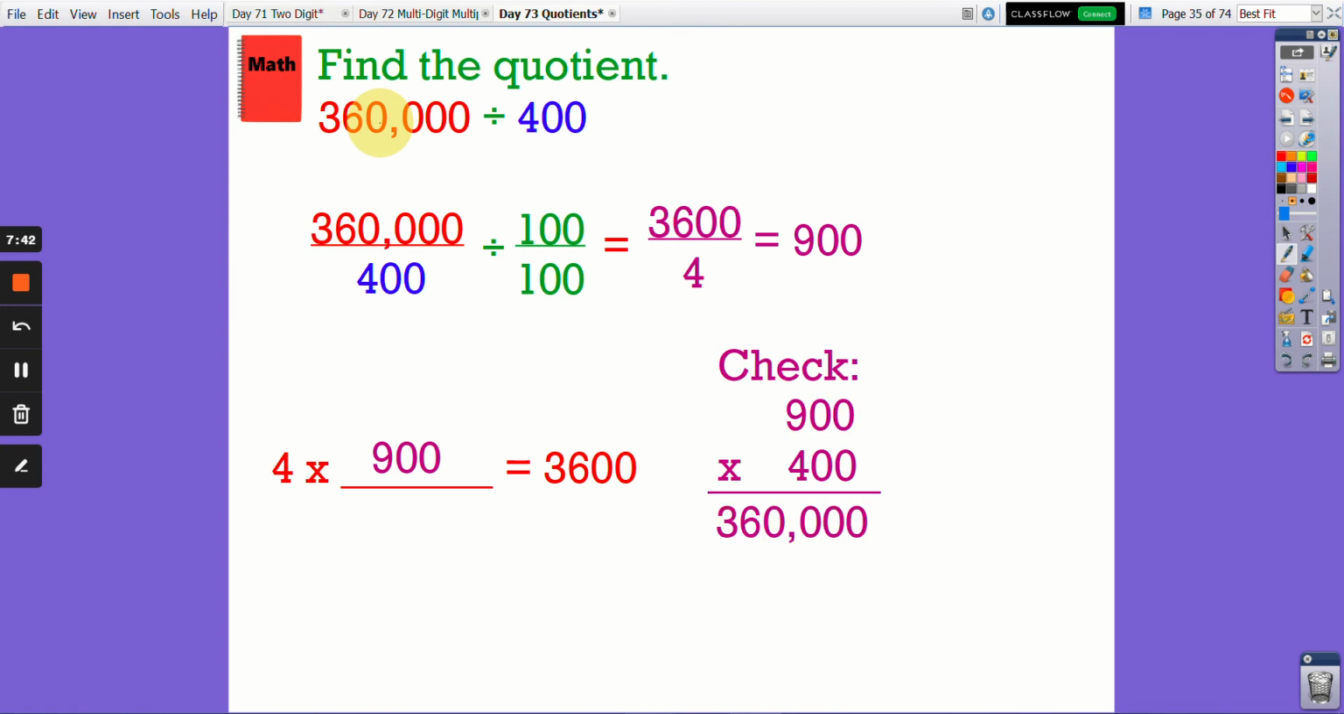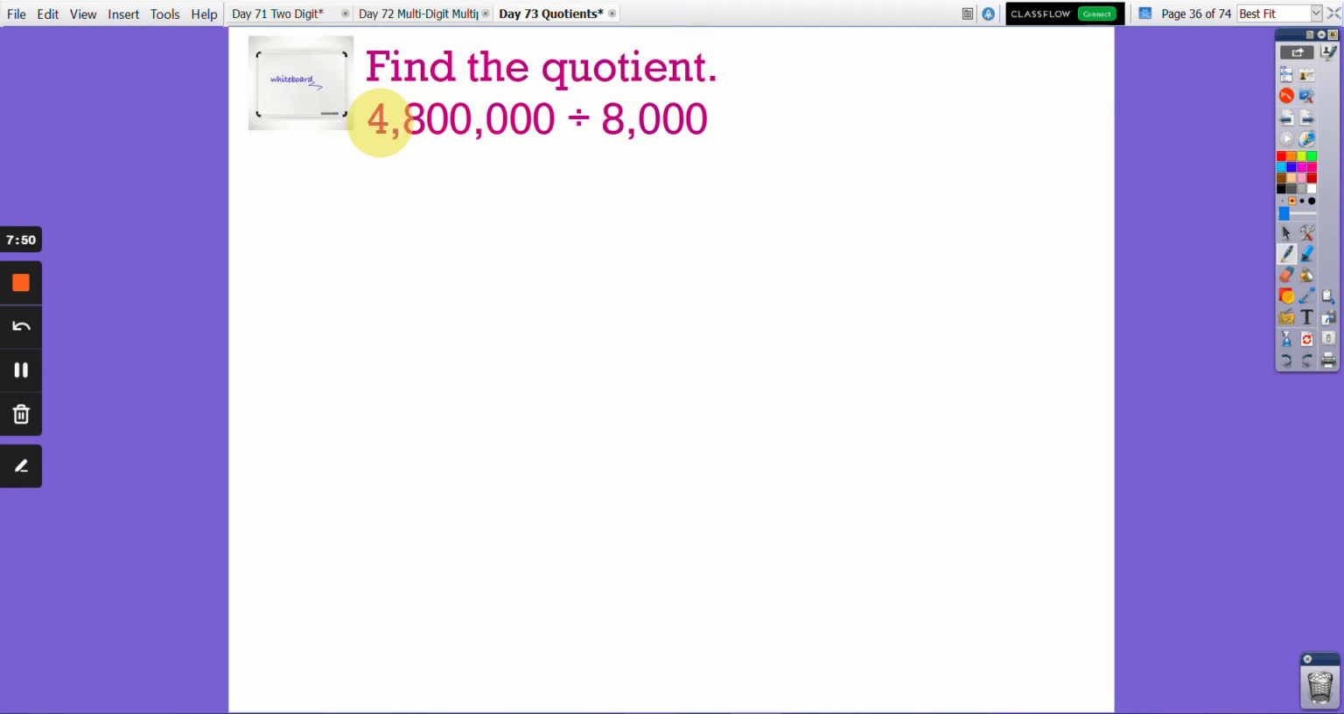So make sure you get that in your notes. And you can always pause if I'm going too fast. Okay, you try this one. 4 million, it's a big number, guys. 4,800,000 divided by 8,000. So set it up like a fraction. Figure out what you're going to divide by to simplify and come up with a quotient. Okay, pause the video.